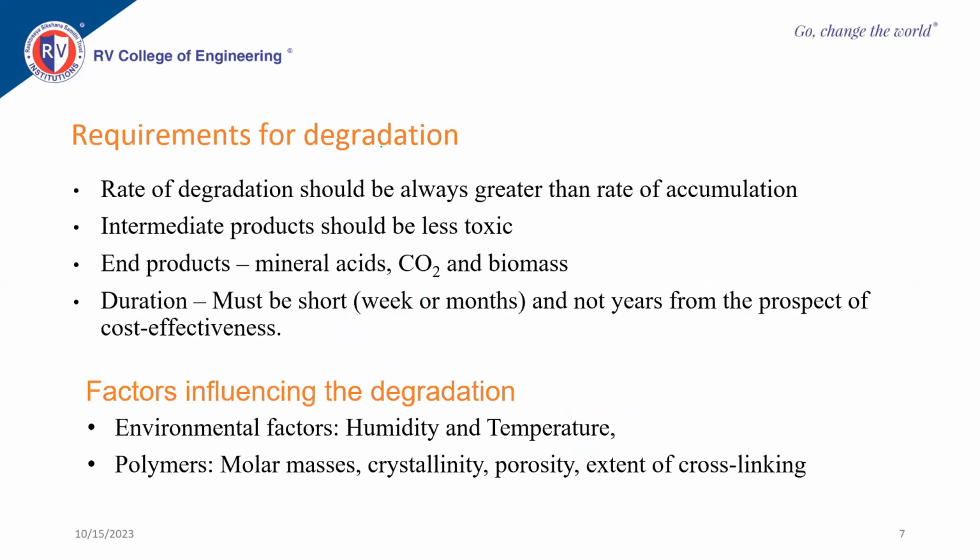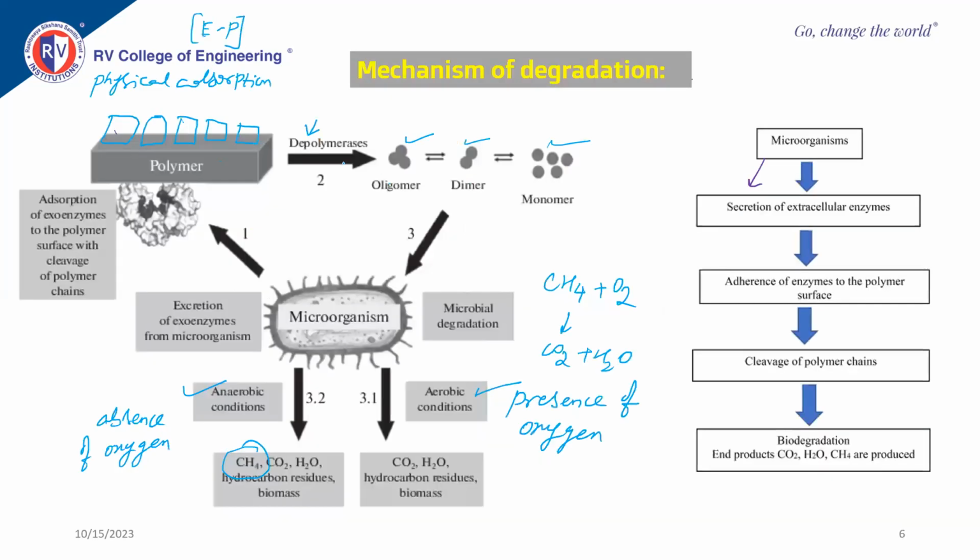Now, what are the requirements for degradation? First, the rate of degradation should be greater than the rate of accumulation. Understand, the rate of degradation should be greater than the rate of accumulation. That means when the polymer degrades, you get products in sequence: oligomer, dimer, and monomer. The rate of accumulation actually refers to the accumulation of oligomer.